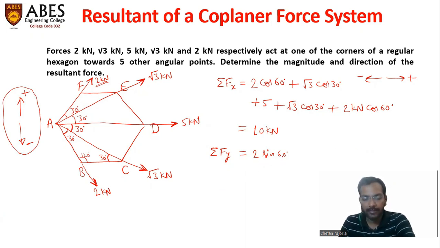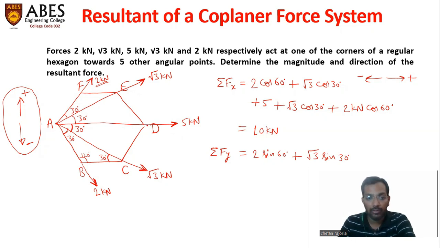So 2 sine 60 degree plus √3 sine 30. It is also going to act in the vertically upward direction. Now, please observe this force 5 kilonewton. We already discussed earlier that this is purely horizontal. So what should be the vertical component of this force? The exact answer is 0. Because it's purely horizontal, there is no vertical component of this force.